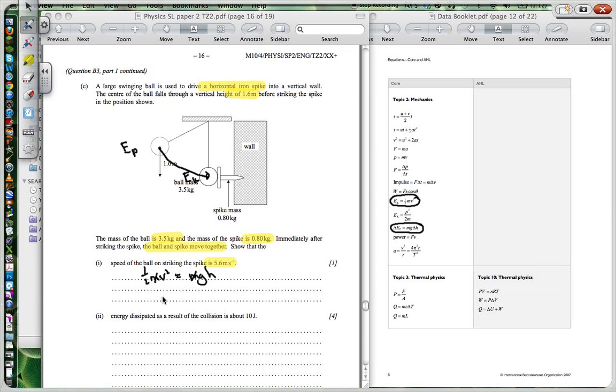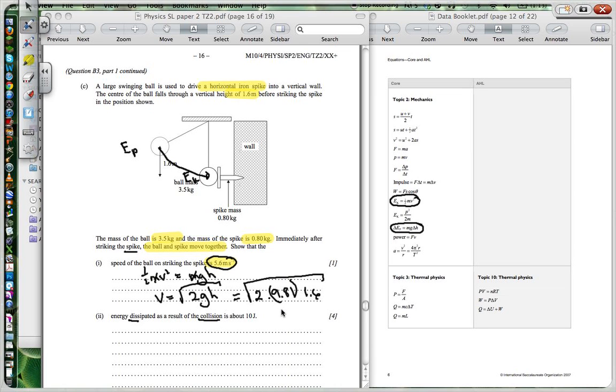They cancel out, and we get our v squared is equal to 2gh. To find our v, we'd have to take the square root of that. So it's going to be 2 times 9.81 times our height that it falls, 1.6, and we've got to find the square root of that. And when you do that, you should get a value of 5.6 meters per second. Now, in the second part here, it says that the energy dissipated as a result of the collision. Now, this is the collision that it's speaking of here, about striking the spike, and it says they both move together.